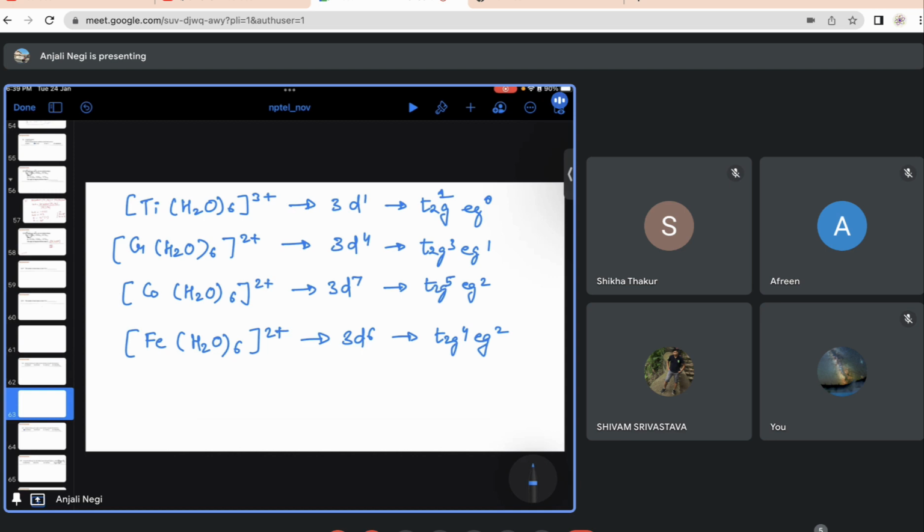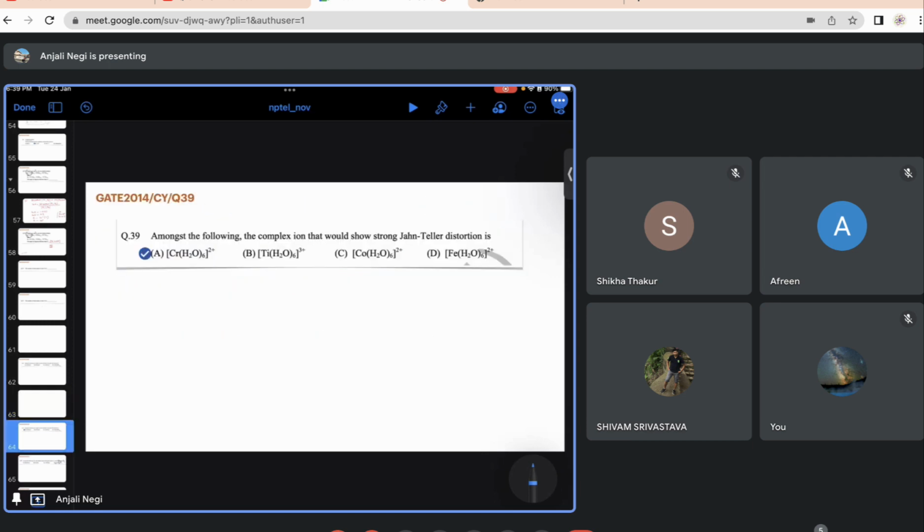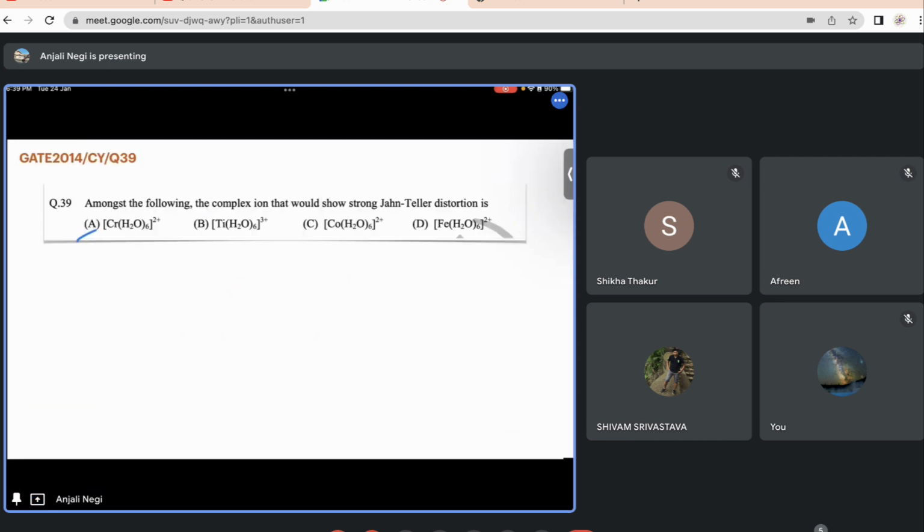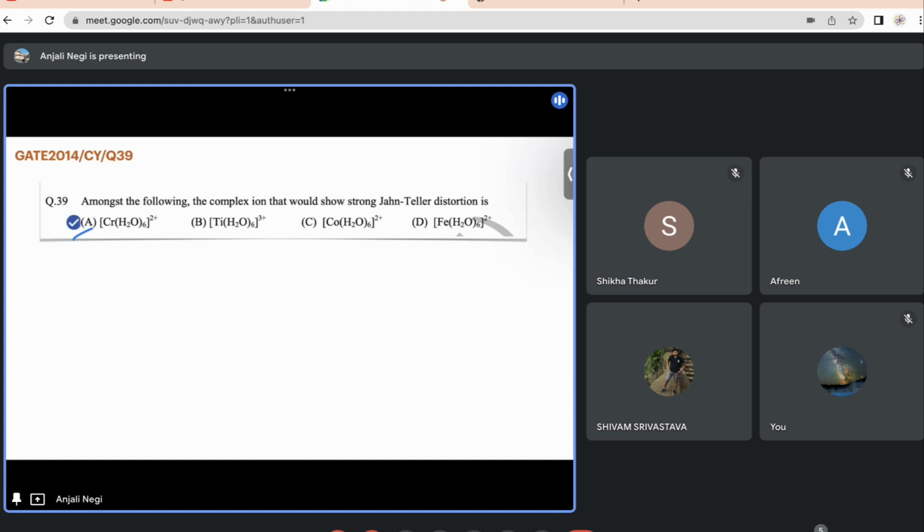To find out the strongest Jahn-Teller distortion shown by which complex, we find the most unsymmetrical eg orbital. So we see that here the most unsymmetrical eg orbital is this. So this complex, chromium H2O6 2+, will show the strongest Jahn-Teller distortion. So my option A is the correct option which will show the strong Jahn-Teller distortion.